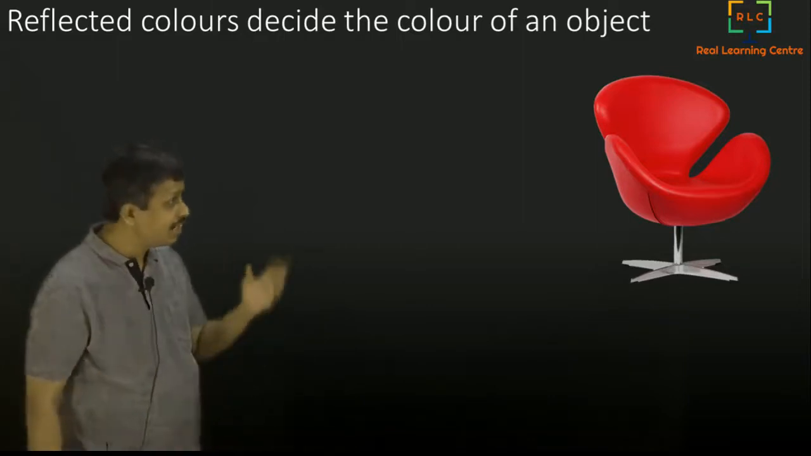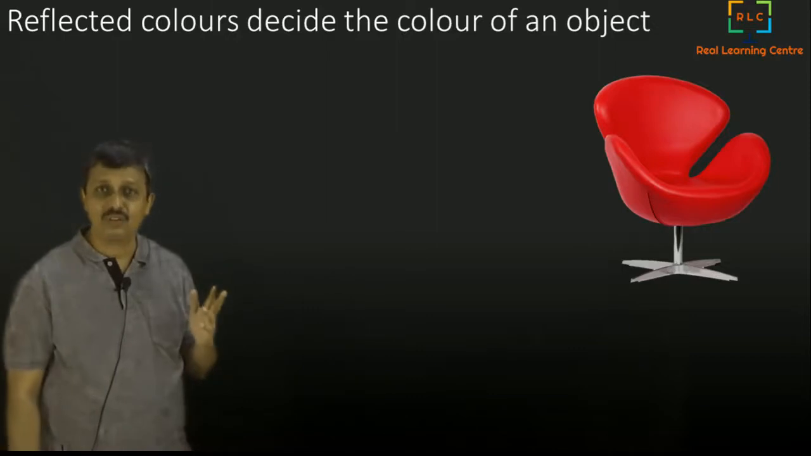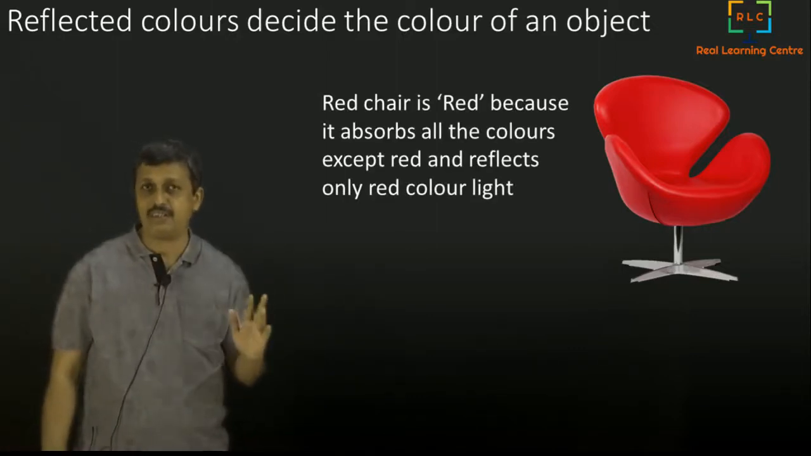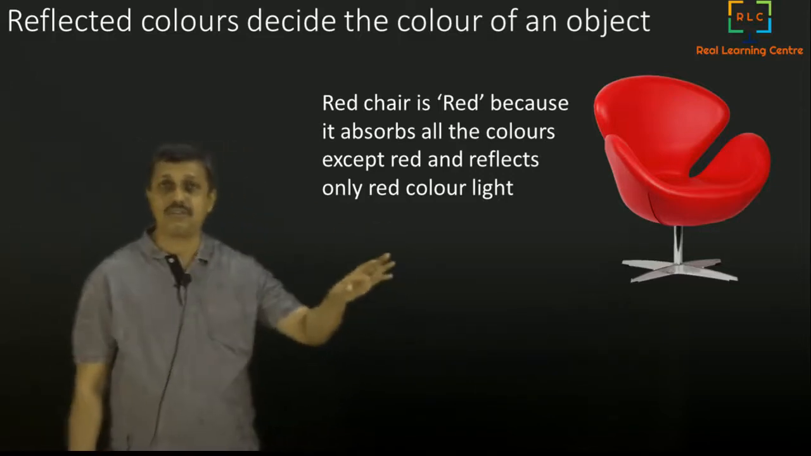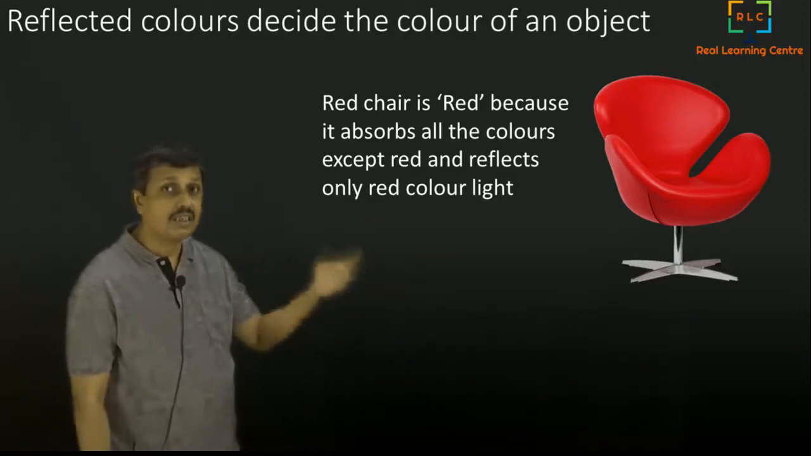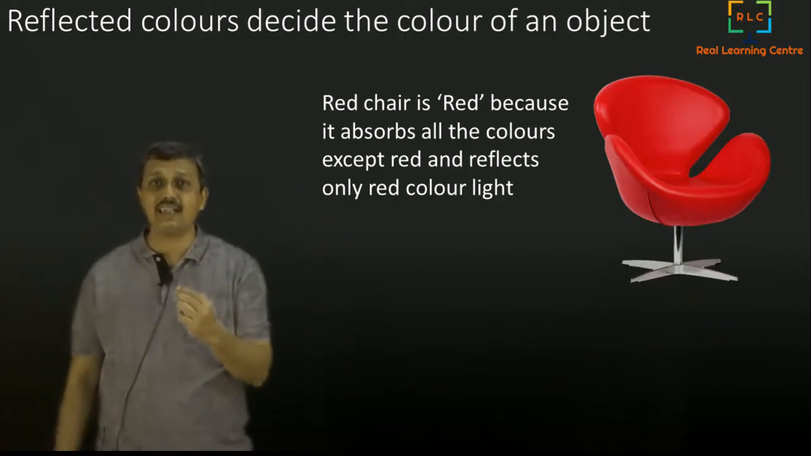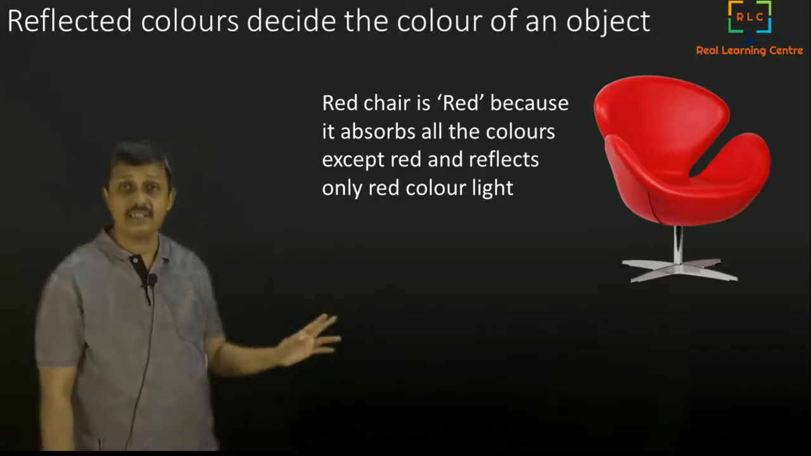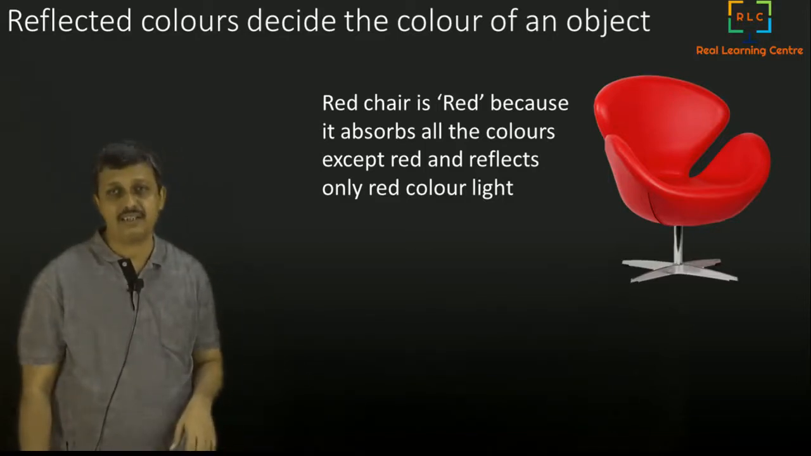When such a light falls on this chair, it absorbs all colors except red. Blue color it absorbs, green color it absorbs, all the colors it absorbs, but it reflects red only. Since it reflects red, that red light comes into your eyes and you see that it looks red. The reason it looks red is because it absorbs colors other than red.